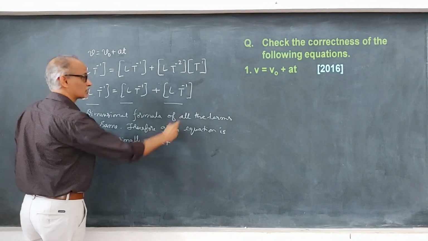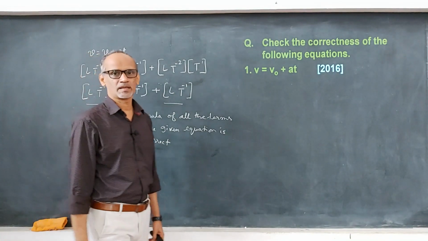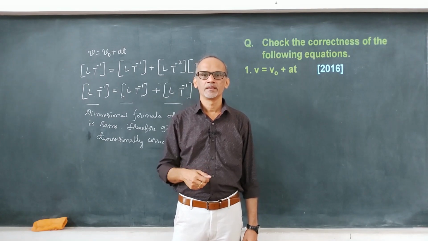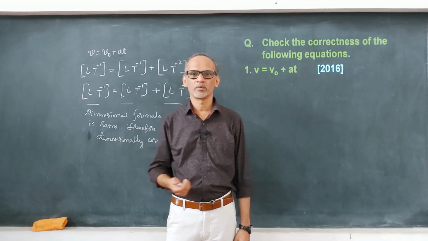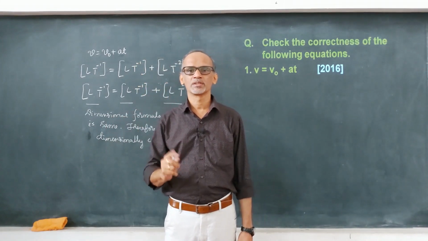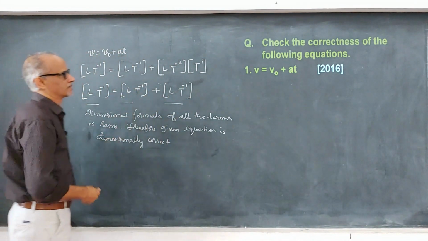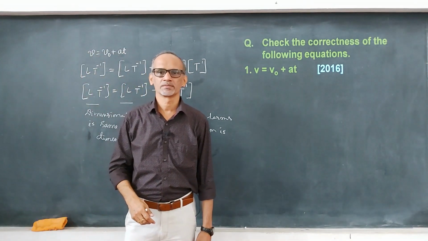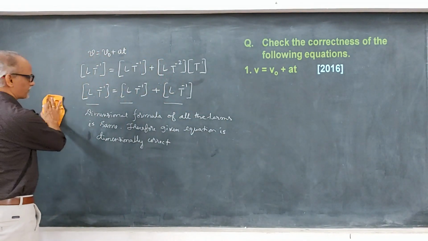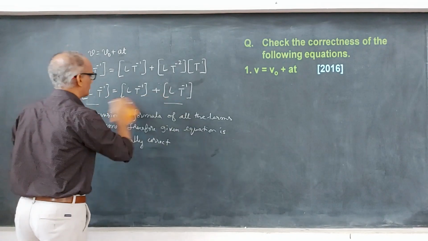This is how we check the correctness of an equation. To check whether the given equation is dimensionally correct or not, write the dimensional formula of every term, and if you find that all the terms of that equation have the same dimensional formula, then the given equation is dimensionally correct. I hope you understood. Very simple. It is either a 2 mark or 3 mark question. It has appeared once in the exam 2016. So this is the method: write the equation, write the dimensional formula, and check if all the terms are the same.